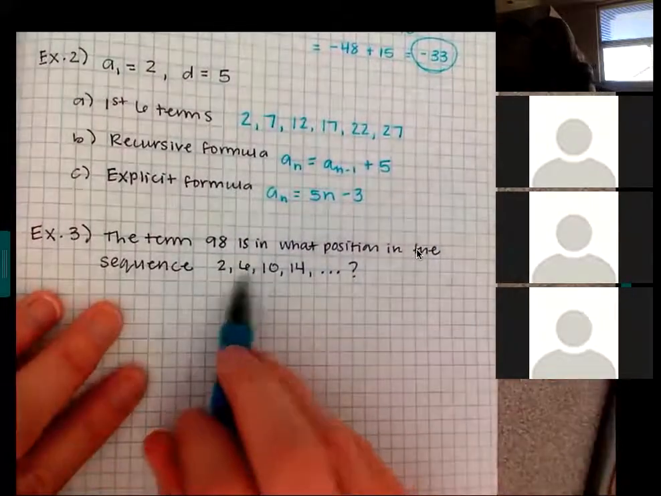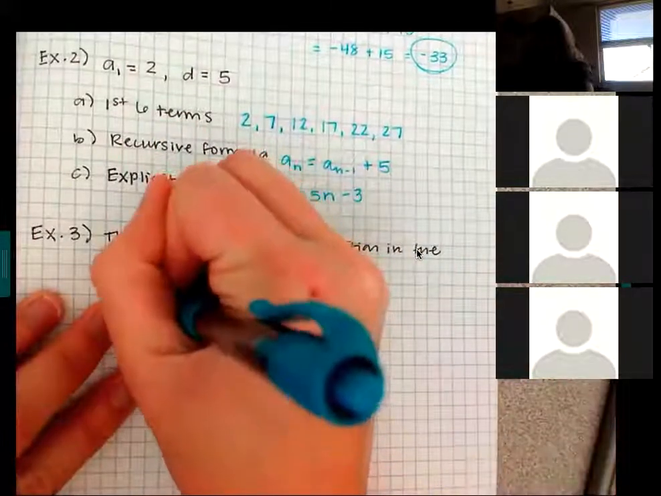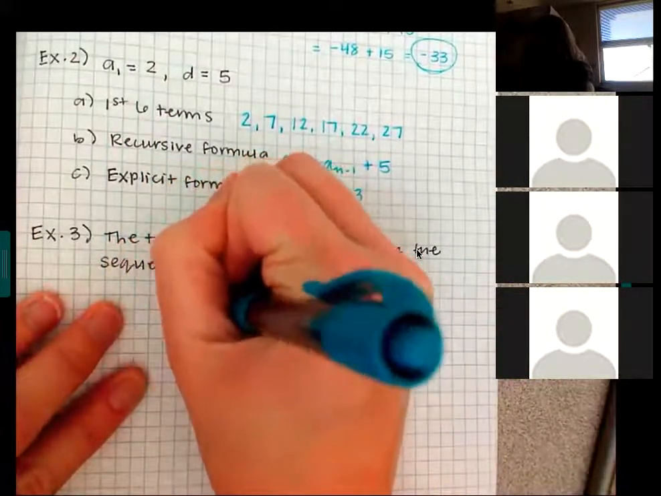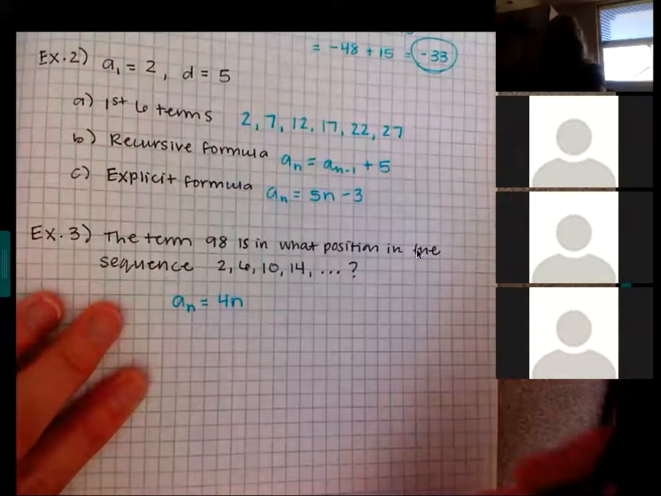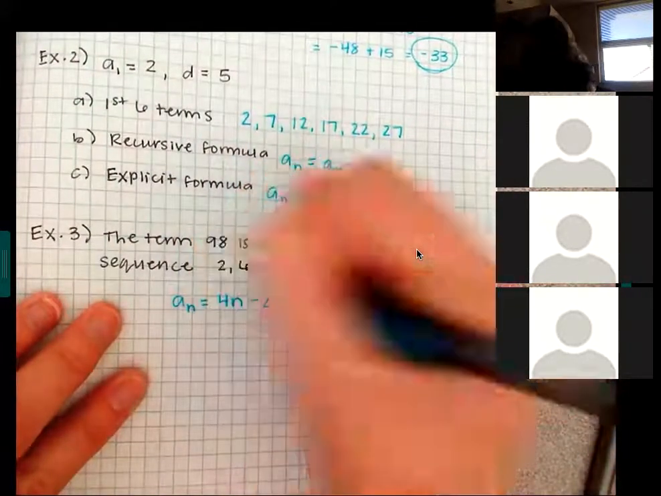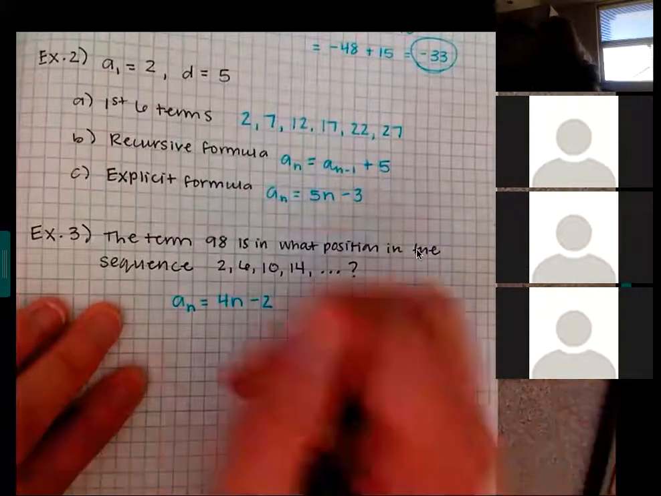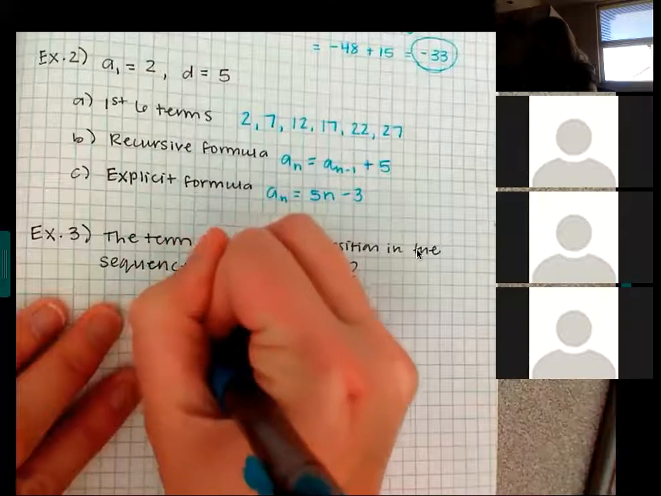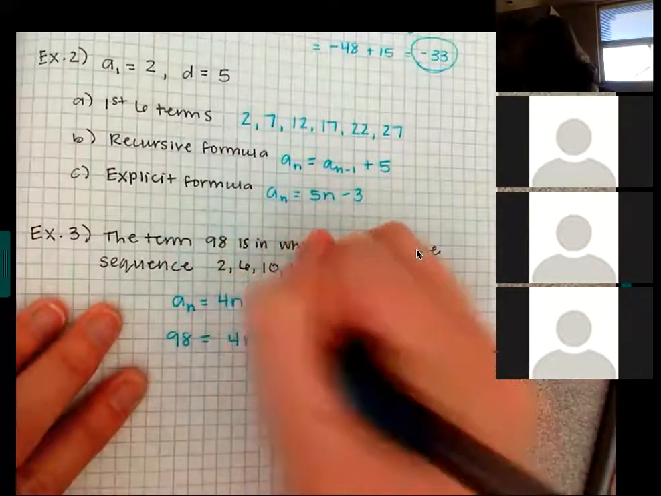So what am I doing each time? Adding 4. So we know that's the slope. What's the y-intercept of this one? -2. And so now if we want to find out what term 98 is, put 98 in for a sub n, and we can solve for n.